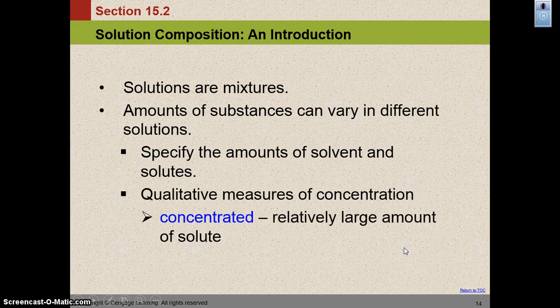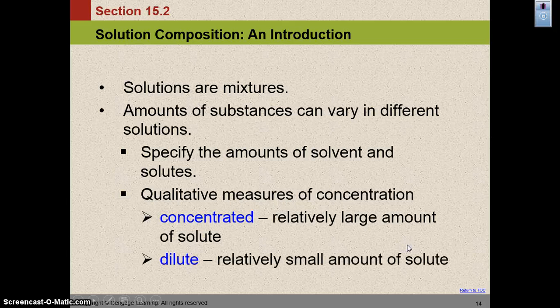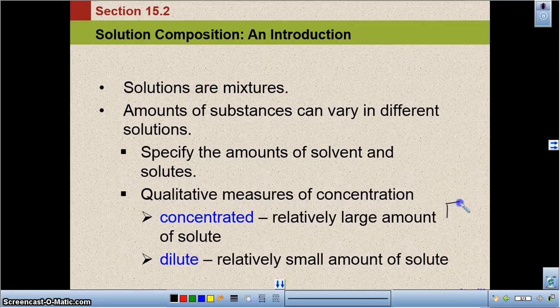Qualitative measures of concentration are what we're going to look at with this chapter. Concentrated means relatively large amounts of solute. Dilute means relatively small amounts of solute. Let's go back to Kool-Aid again. I make it with a packet of Kool-Aid in a 1-quart jar, and you put 1 packet of Kool-Aid in 1 gallon. The 1 quart is much more concentrated than the 1 gallon.